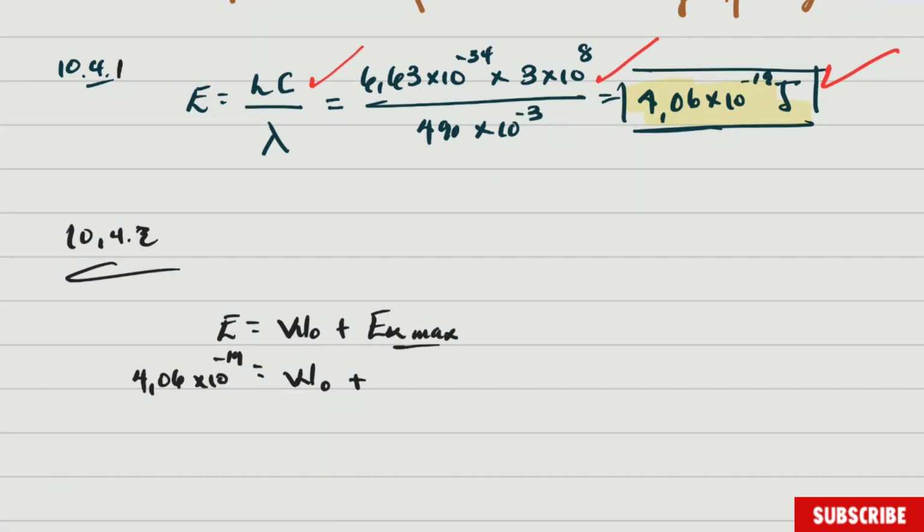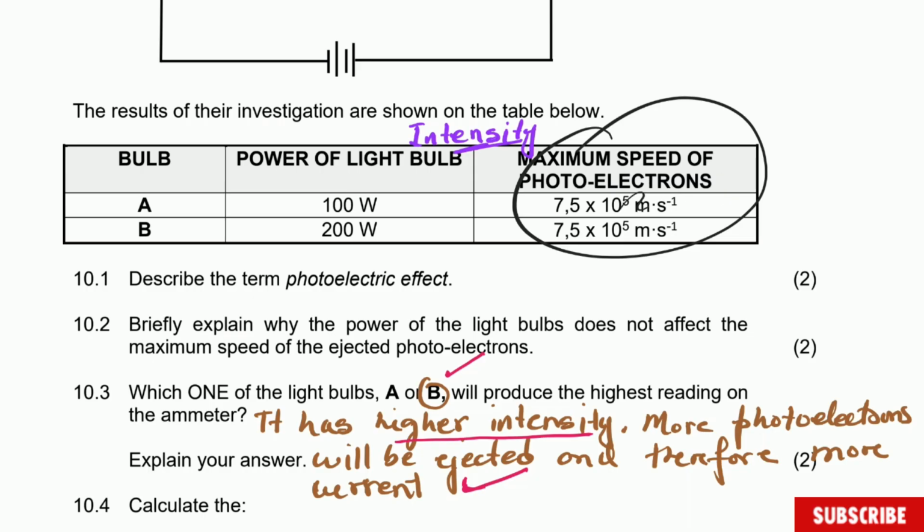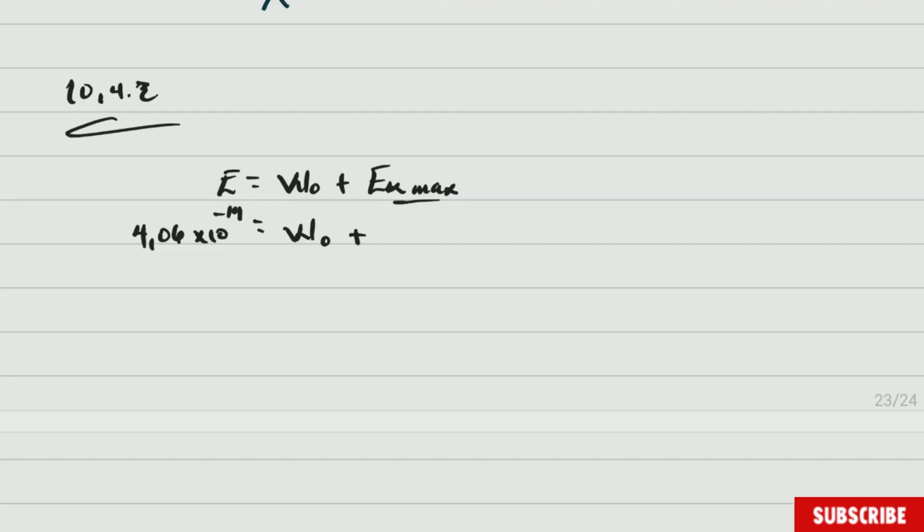Well, no, the kinetic energy is not given, the maximum speed is given. Let's go back to the table. Here we are, they're giving us the maximum speed of the photoelectrons, okay? So we don't have to worry. All we have to do is to substitute the formula for kinetic energy, half mass multiplied by the speed squared, the maximum speed squared. Guys, mass of the electron.